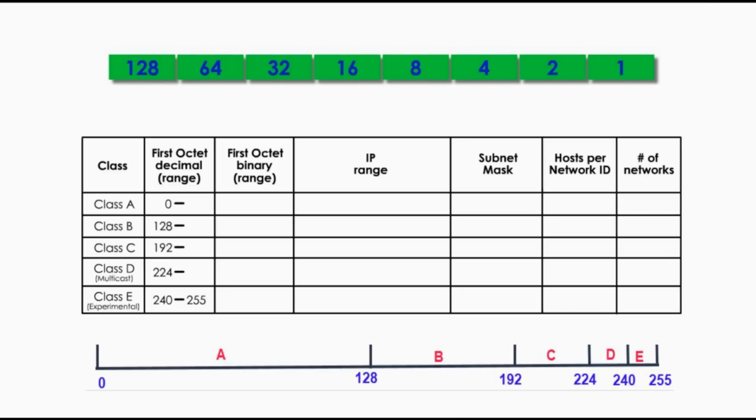With all the start points for the 5 classes, we can get the end points. The end point of Class A, the last number of Class A, is 127. Class B's last number is 191. Class C's end point is 223, and Class D's end point is 239. Now we have all 5 class ranges in decimal numbers.